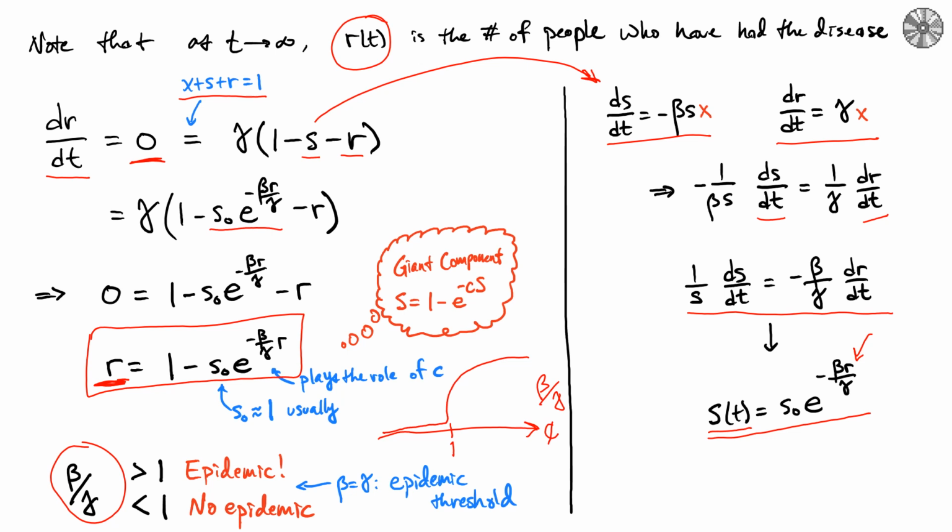This makes sense in the sense that beta represents how infectious the disease is, and gamma is related to the recovery rate. So if people recover really fast, then gamma will win, and the number beta over gamma will be less than 1, the epidemic threshold. But if it's really infectious compared to the recovery rate, then you will definitely have this epidemic because it's beyond this epidemic threshold.